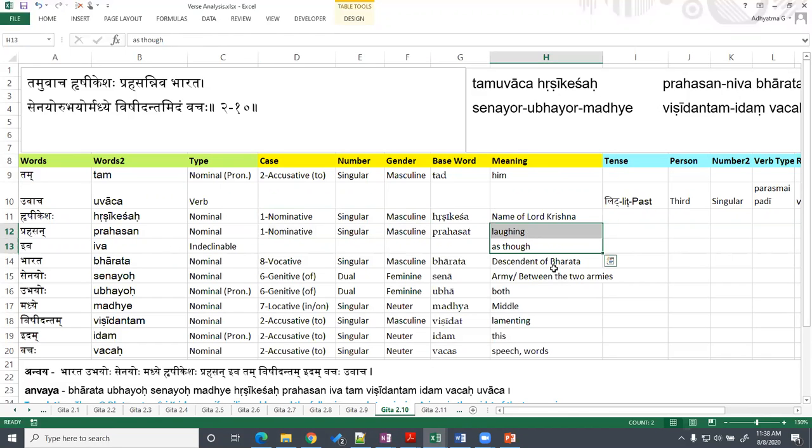So not laughing like smiling. So Krishna while smiling spoke. He spoke to him, whom, him, tam, accusative singular masculine. And here you can see also accusative singular masculine. So that refers to he spoke to him who was lamenting, Arjuna. So this is an adjective for Arjuna because Arjuna was in a state of dejection. So Lord Krishna spoke to Arjuna.